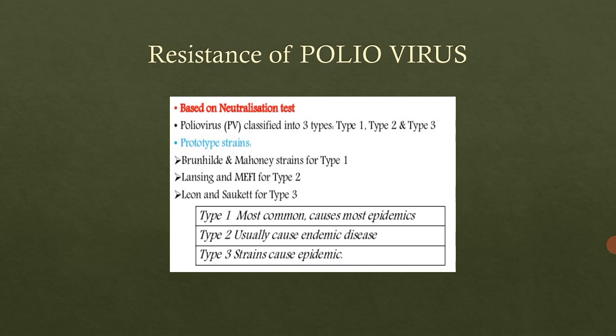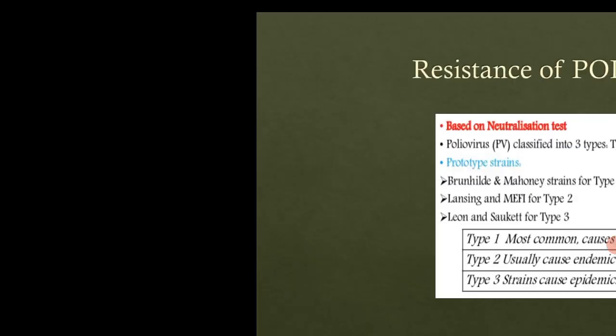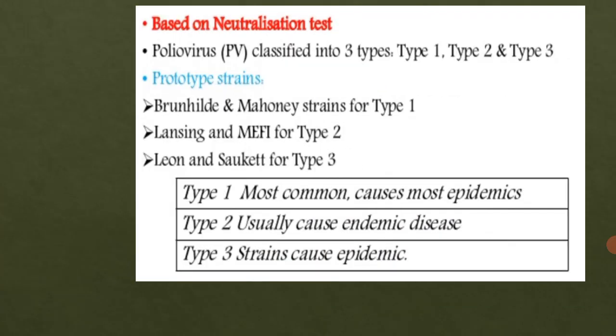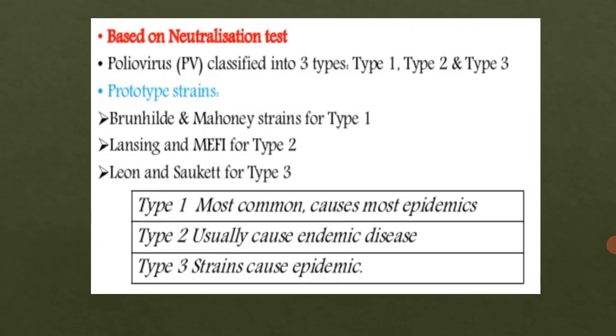Now these are the antigenic properties. In this we have two tests. First is the neutralization test, and the second is the complement fixation test, and the ELISA or precipitation test. We will see them one by one. The first is the neutralization test. With the help of the neutralization test, the poliovirus strains have been classified into three types.